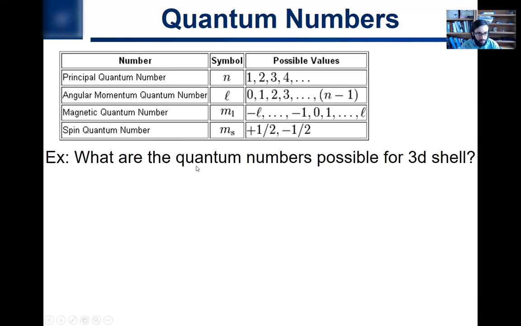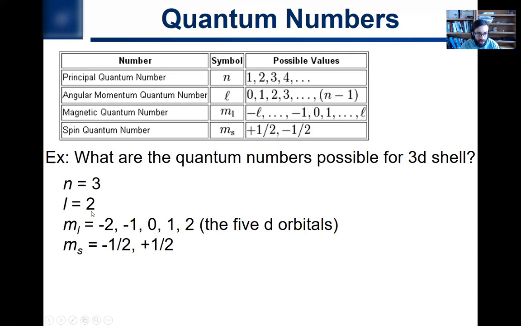So just quickly for practice, what are the quantum numbers possible for a 3D orbital or 3D shell? Well, the fact that it has a 3 in there tells you it's in the third row of the periodic table. That's n equals 3. D means, remember, S, P, D, so that's L equals 2. And then because L equals 2, that means that m sub L can range from the negative of that to the positive of that. So -2, -1, 0, 1, or 2, those are all valid quantum numbers.